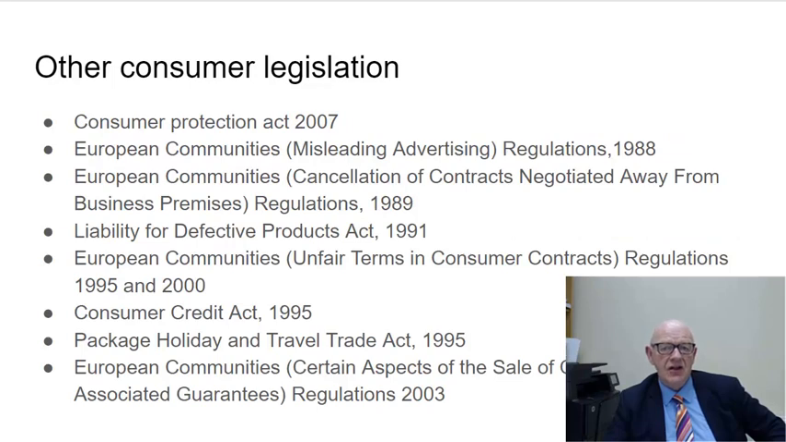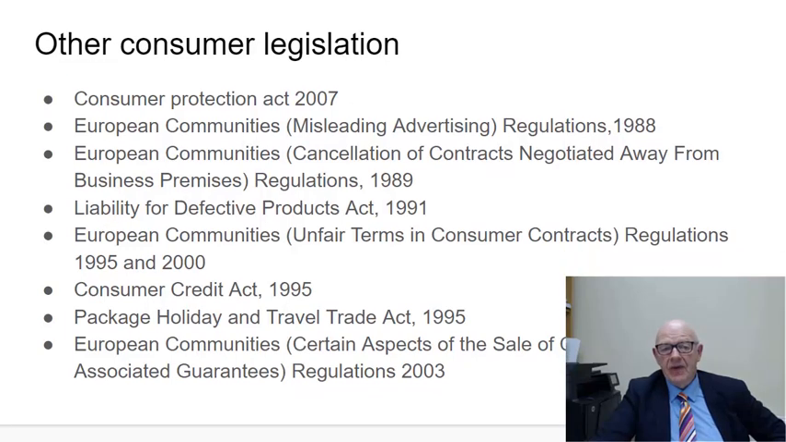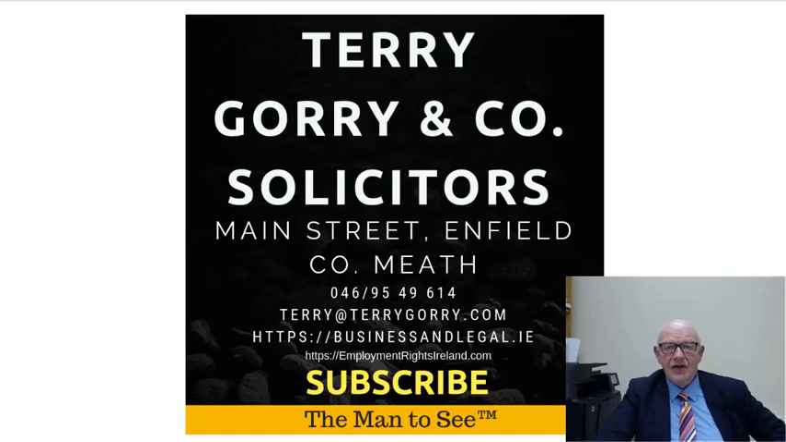Other consumer legislation that you must consider if you have any issue would be the Consumer Protection Act 2007. There is a European Community's Misleading Advertising Regulations of 1988. There's European Community's Regulations of 1989 to do with the cancellation of contracts negotiated away from the business premises. There's the Liability for Defective Products Act of 1991. There's European Community's Regulations 95 and 2000. There is the Consumer Credit Act. There is the Package Holiday and Travel Trade Act. And there's the European Community's Regulations 2003.